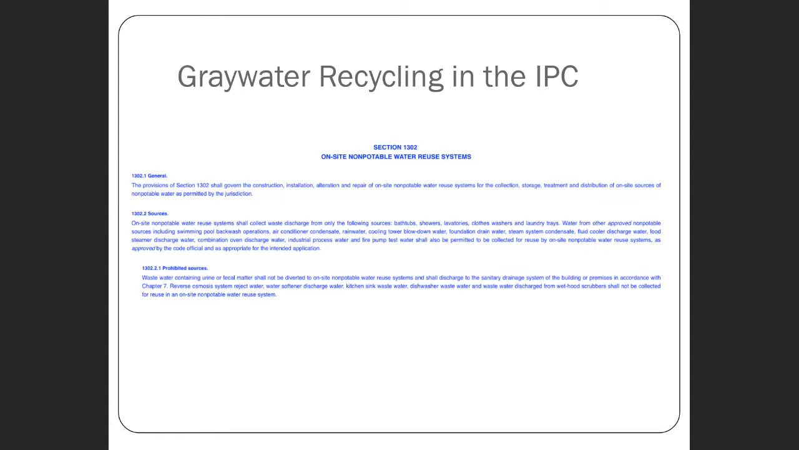But in the International Plumbing Code, I found a section about on-site non-potable water reuse systems. In the fine print there, it says what sources are allowed and what sources are prohibited, and it's generally going to follow what I said before. We can recover water from sinks and showers and things of that nature. Obviously, we have to send the water from the toilets and the urinals directly to the sanitary sewer. But the International Plumbing Code will say exactly how this needs to be done.